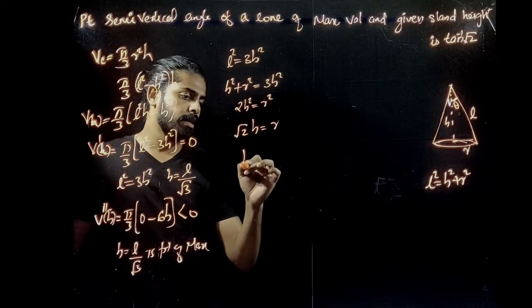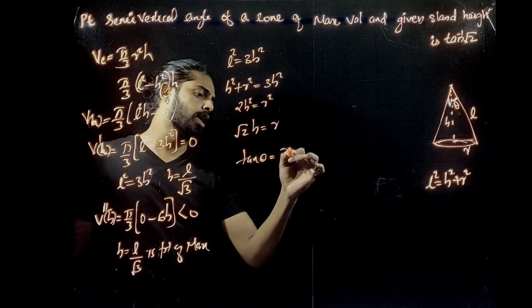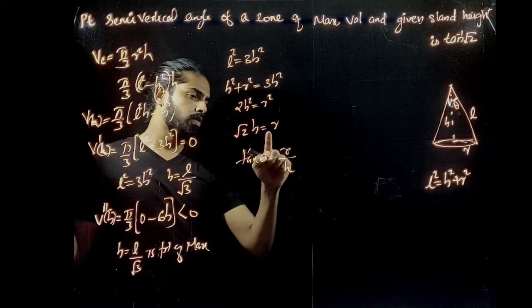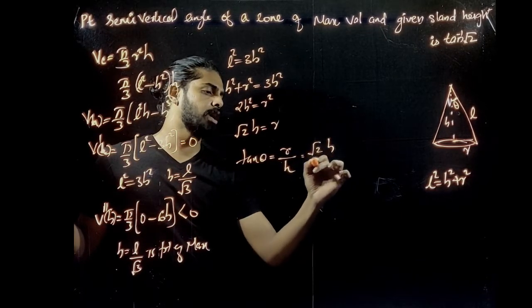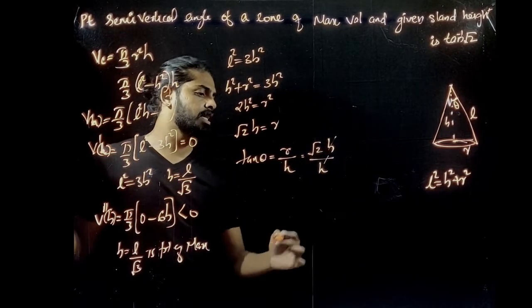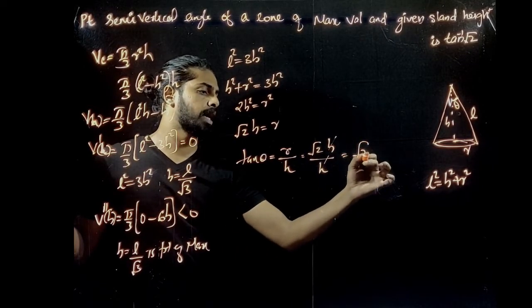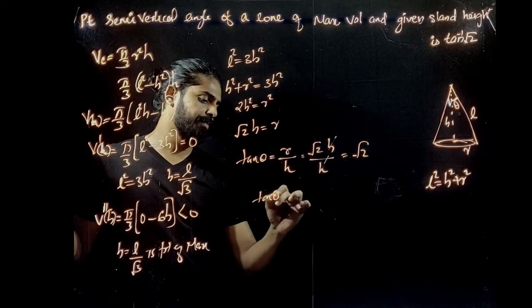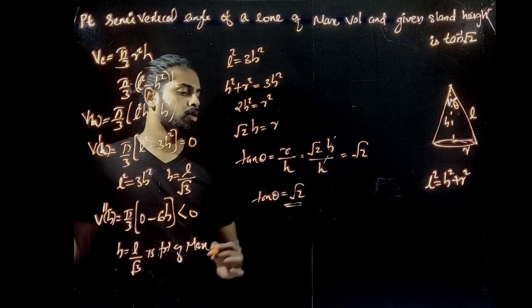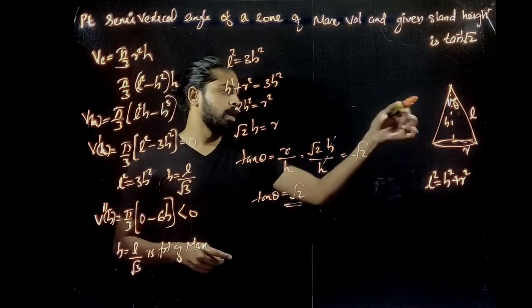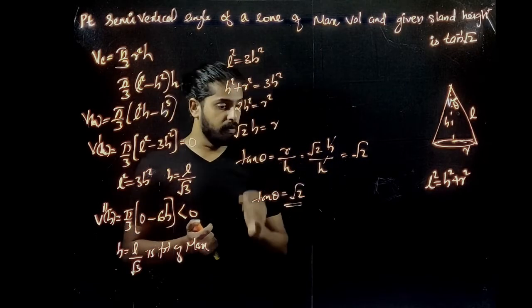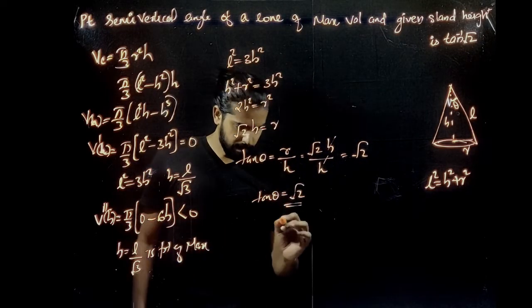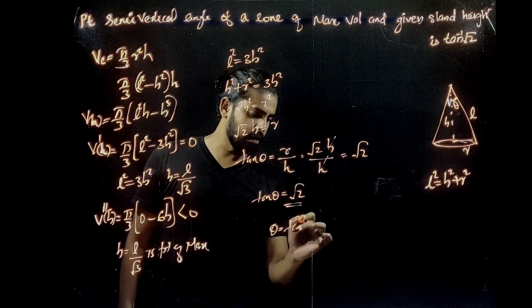Now from the figure, tan theta is equal to radius over height. So we can substitute radius equal to root 2 h, and you will get root 2 h upon h. We cancel this h, and we get root 2. Tan theta equals root 2, so theta is tan inverse root 2. Now we have proved that the semi-vertical angle is tan inverse of root 2.